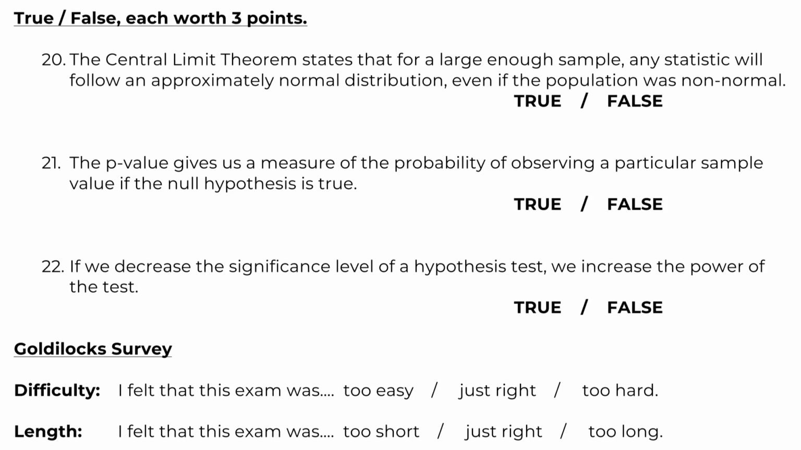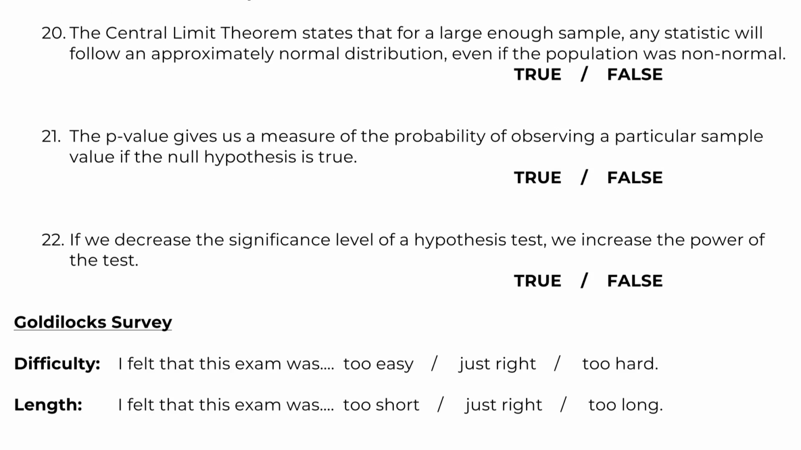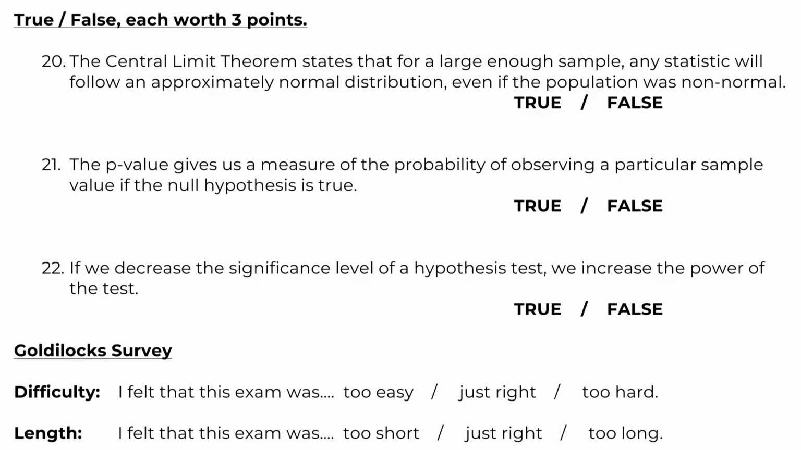Central limit theorem states that for a large enough sample, any statistic will follow an approximate normal distribution, even if the population was non-normal. This statement is so close to true, but it's not. The issue here is that it's not any statistic. It's only the sample mean that we know this about from the central limit theorem. So we can't say any statistic. We don't know this is true about standard deviation or medians or modes, right? There are a bunch of other statistics that can be collected from data that we don't know this about. We only know it for sample means.